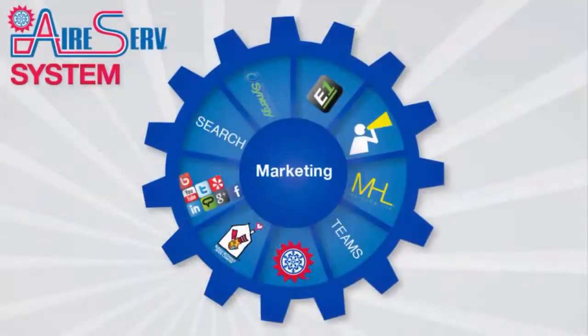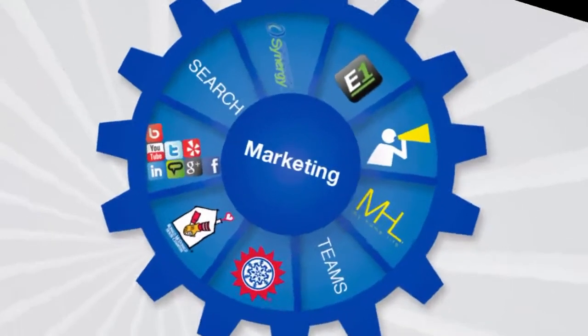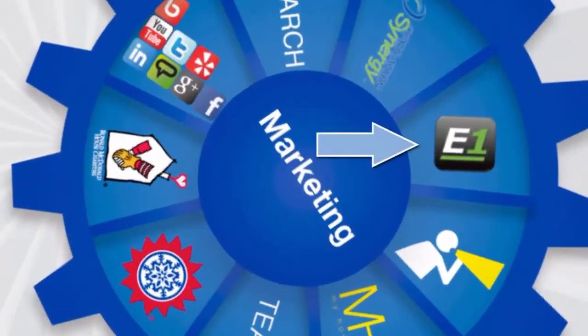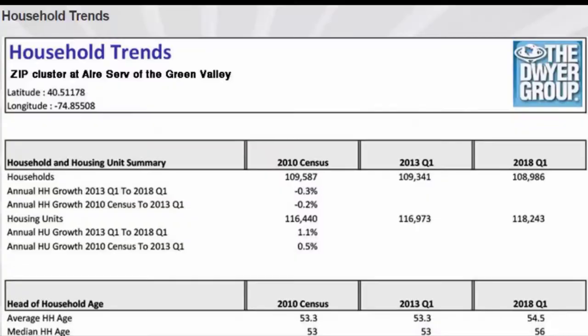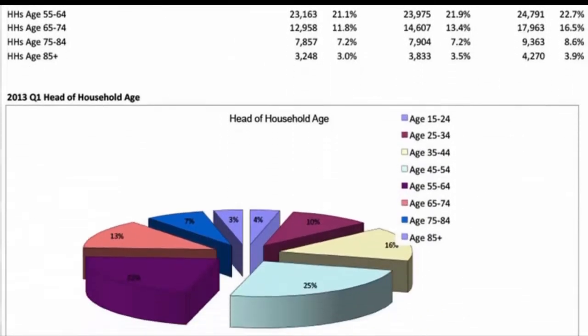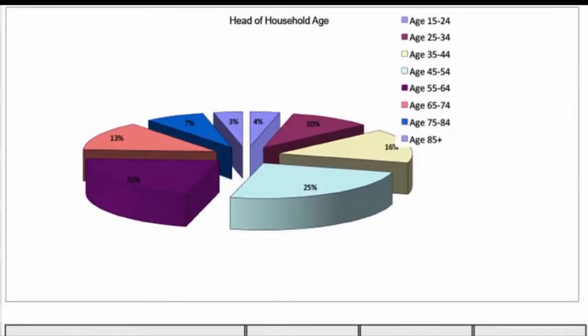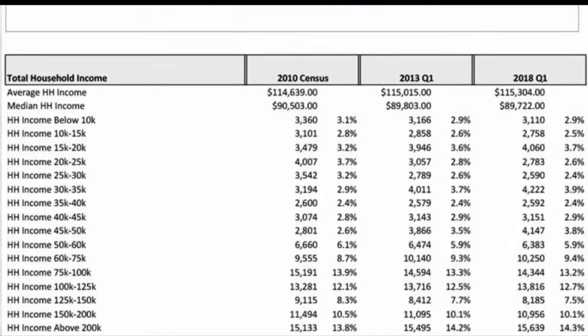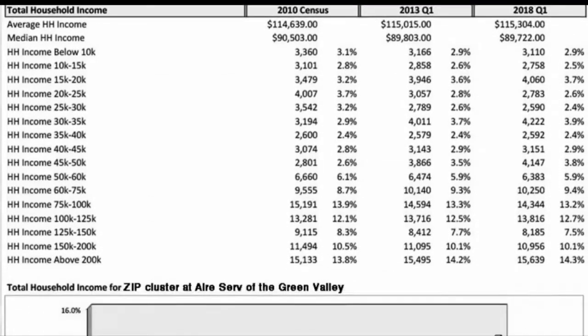First we're going to talk about Aire Serv marketing. The first marketing tool that we have is a tool called E1. The E1 tool allows our franchise network to go in and really dive into their marketing and consumer behavior. When I talk to independent contractors, the thing I hear the most is we really don't know what we're doing in marketing and advertising, and I call that shotgun marketing. The Aire Serv more rifled approach takes this E1 tool and compares not only US Census data and consumer buying behavior, but it also tracks and manages things that we've done in the past.